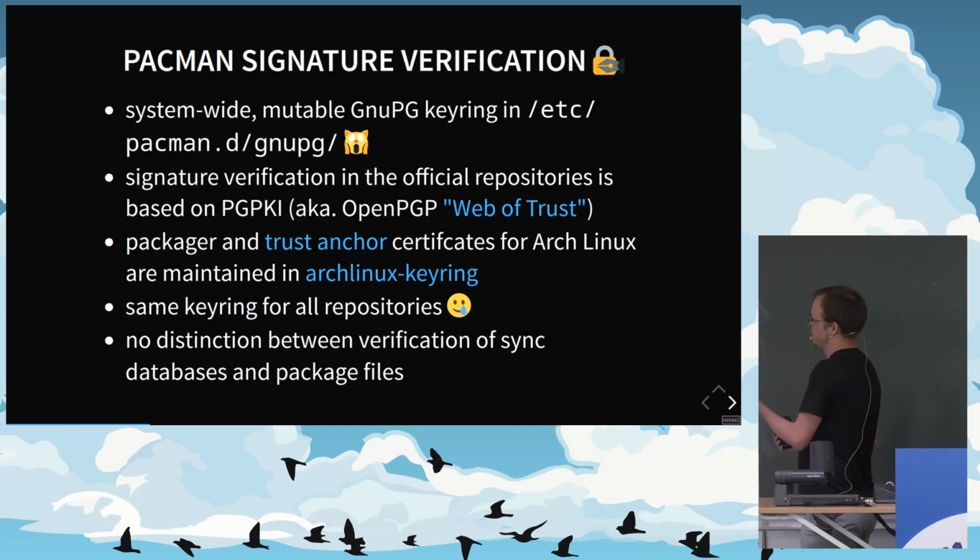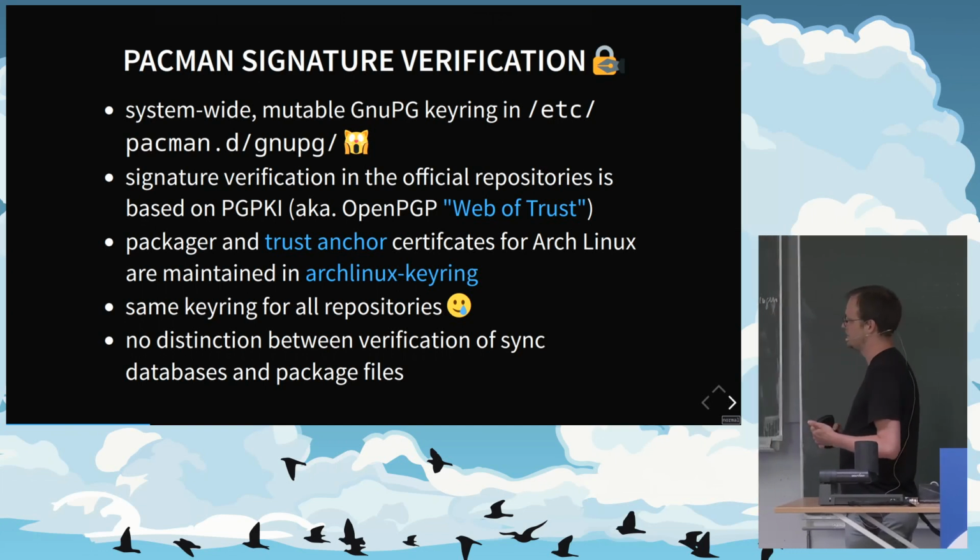So a separate project is used to maintain this entire setup. It's called Arch Linux Keyring. You can check it out on GitLab there. It provides all the users with the trust anchors and the packager keys, basically.